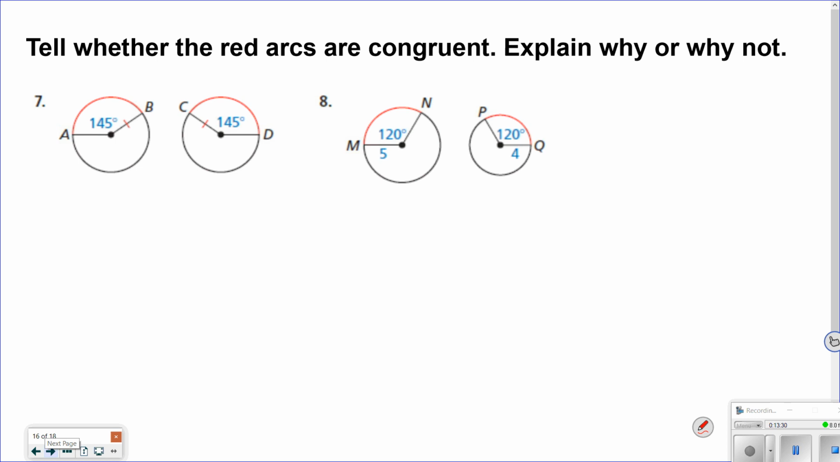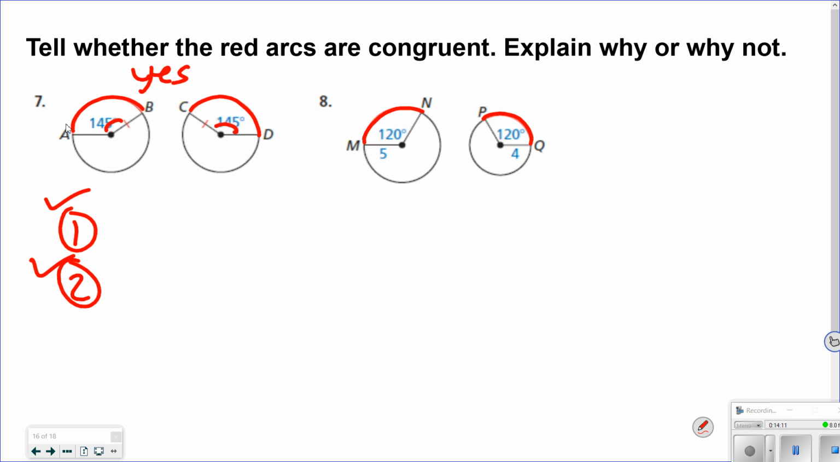You decide if the red arcs are congruent or not. By the way, the red arcs are arc AB and arc CD, and arc MN and arc PQ. So you guys check that really quick. Okay, I'm going to give you the answers here. Can we show that the two circles are congruent? The answer is yes. So the number one thing, are the circles congruent? Yes, we can check that off. The number two thing is, are the central angles congruent? Well, they're both 145, so that also checks off. So the answer to number 7 would be yes.